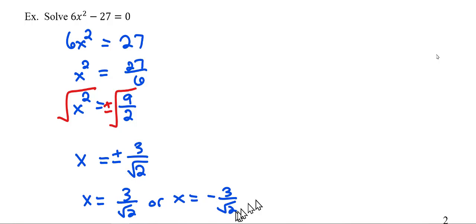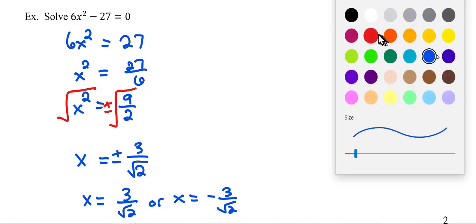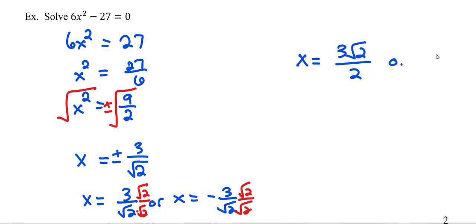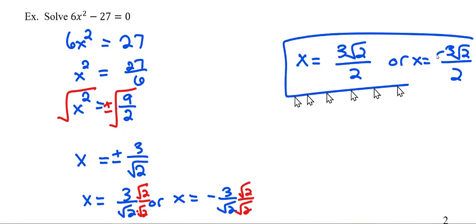I'm not sure exactly what your homework system will require, so it's probably a good idea to rationalize that. When we say rationalize that denominator, it means get that irrational number out of the denominator. And we do that by multiplying by a fun form of 1, root 2 over root 2. That's just equal to 1, right? So you're multiplying by 1. It doesn't change the number itself, just what it looks like. That gives you 3 root 2 over 2, or negative 3 root 2 over 2.